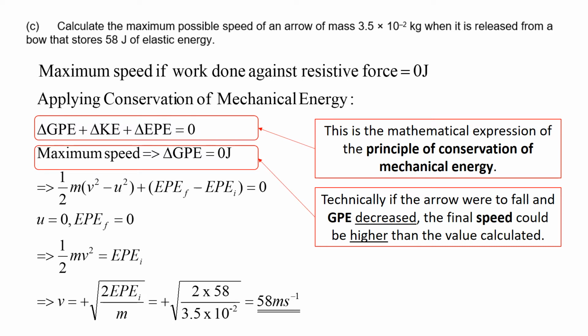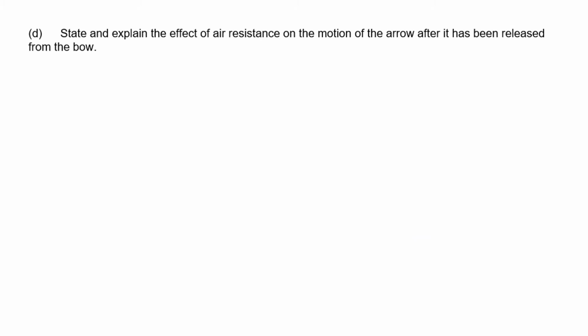But it's just something I thought I'd throw out there, because we could have got a higher speed if it decreased its GPE, for example. Okay. Final part of this question, it wants us to state and explain the effect of air resistance on the motion of the arrow after it's been released.